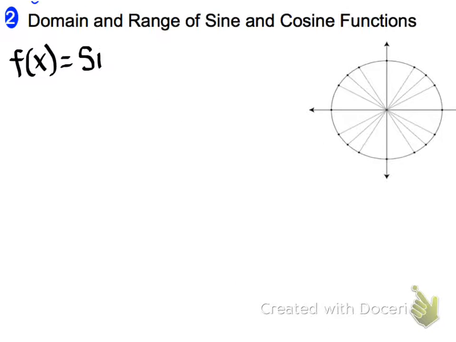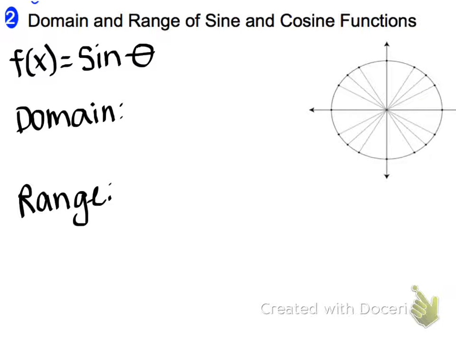Our first objective is the domain and range of sine and cosine, and we're going to start with f of x equals the sine of theta. When we're talking about the domain of the sine of theta, we're talking about all of our possible thetas, our possible angles. Because we can go around the circle as many times as we want, clockwise or counterclockwise, the domain for theta is going to be from negative infinity to infinity.